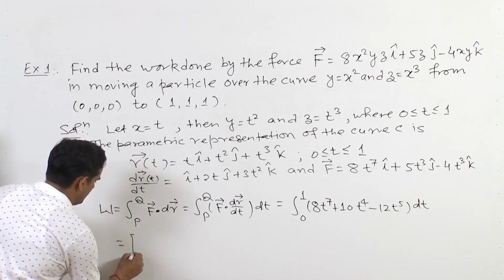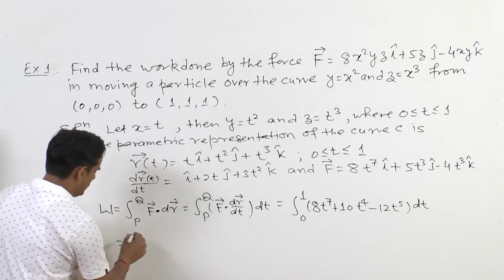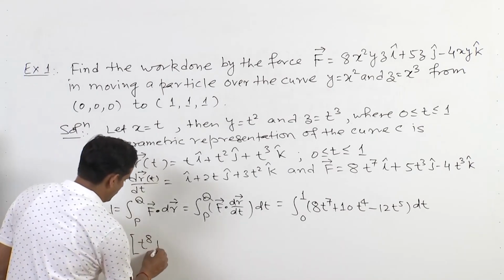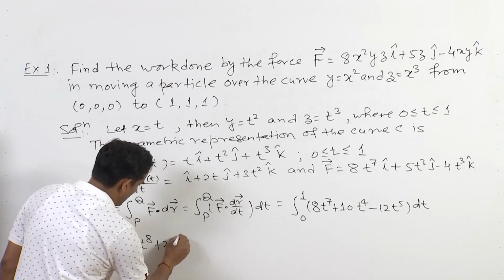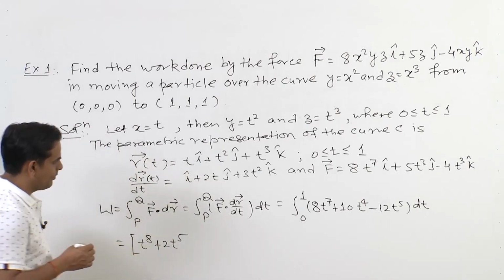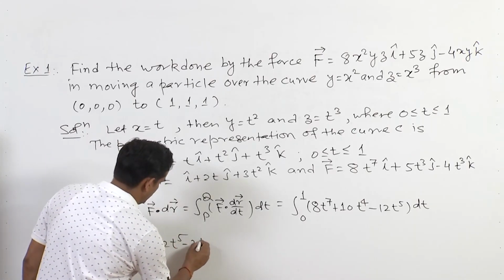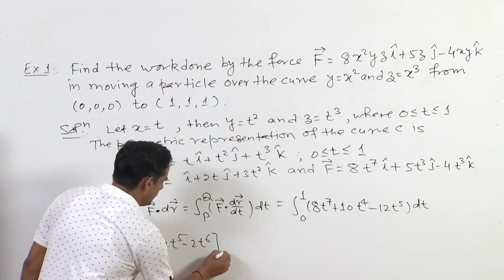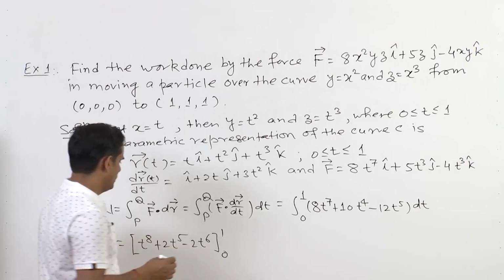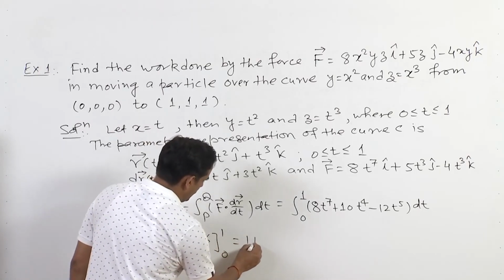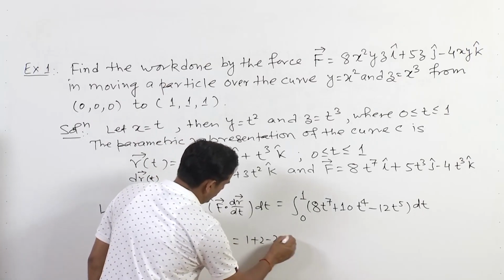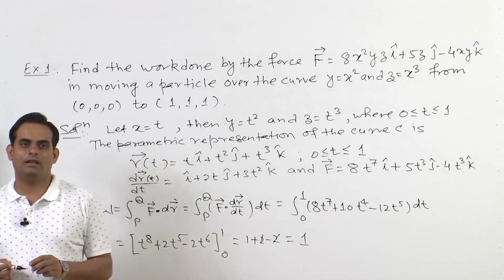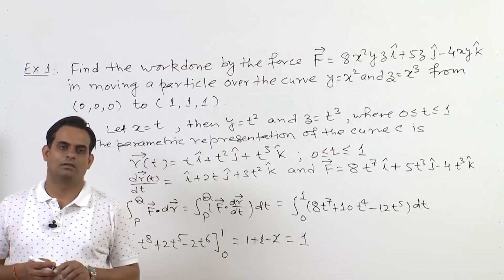So, this will become t raised to power 8 plus 2 t raised to power 5 minus 2 t raised to power 6, from 0 to 1. So, it will become 1 plus 2 minus 2. So, this cancels out, 1. So, the work done is 1.